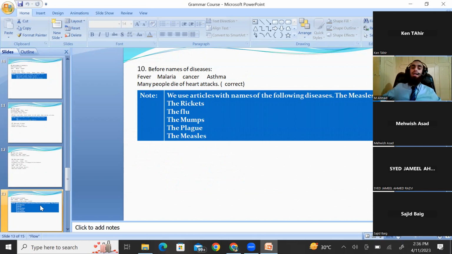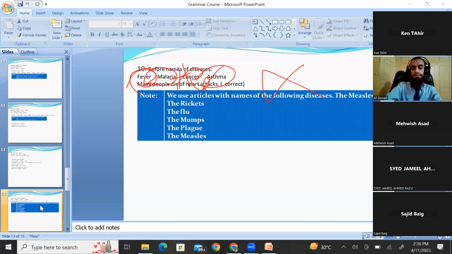Before names of all diseases, we can never use the. For example, you can say he is having asthma, he is having cancer, he is dying of malaria, he is dying of fever, right? You cannot say he is dying of the cancer. The cancer would be considered incorrect. The asthma, the malaria, the fever, right?